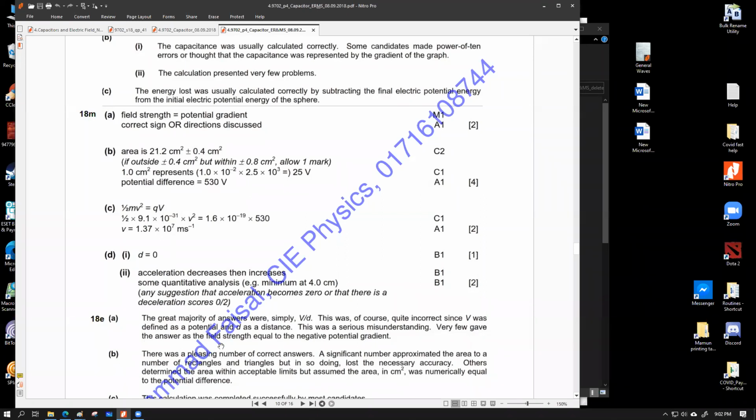But if you give the answer as field strength equals the negative potential gradient, yes, exactly. If you write a minus sign over here, or if you write the word negative potential gradient, you scored those 2 marks immediately. I hope that's clear.